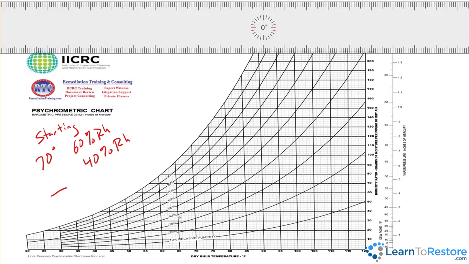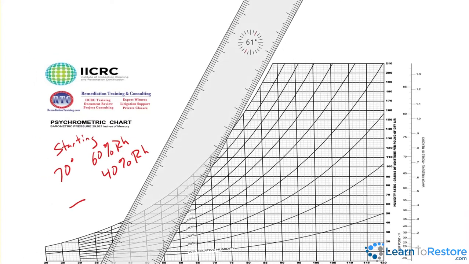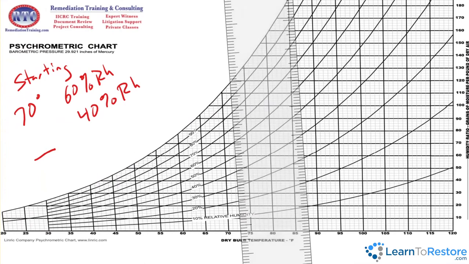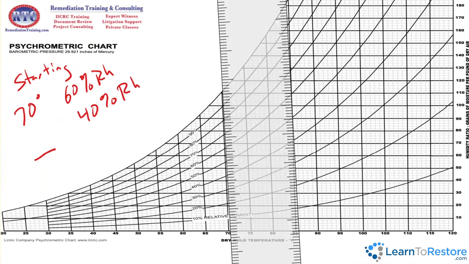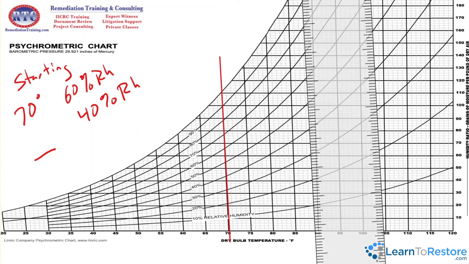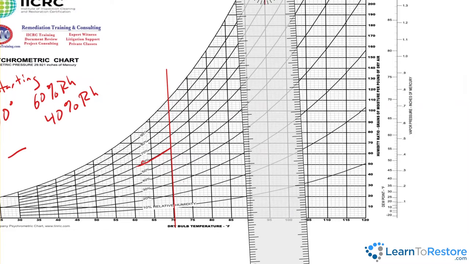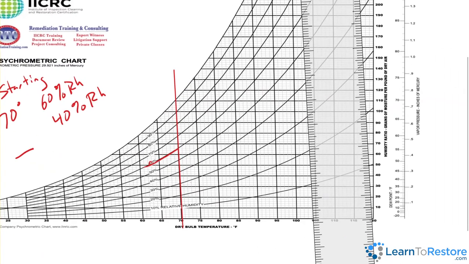So that's all we're saying: what temperature I need to get to accomplish that. So if I start at 70 degrees, right here, so we'll go to 70 degrees. I'm going to blow this up a little bit. 70 degrees is right here. And I'm at 60% relative humidity. So right there's my intersection. So I'm saying, okay, that's where I'm at on the psychrometric chart. And I want to know what gets me to 40% relative humidity. Well, here's 40% relative humidity right here.